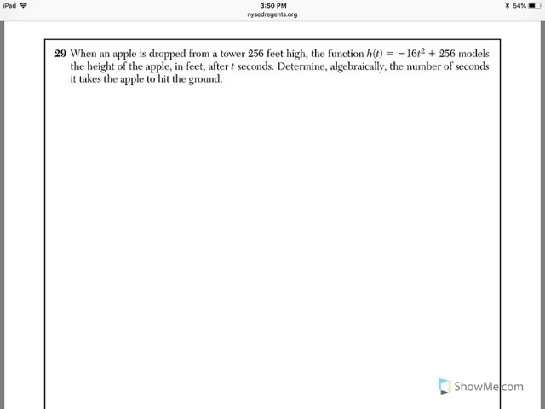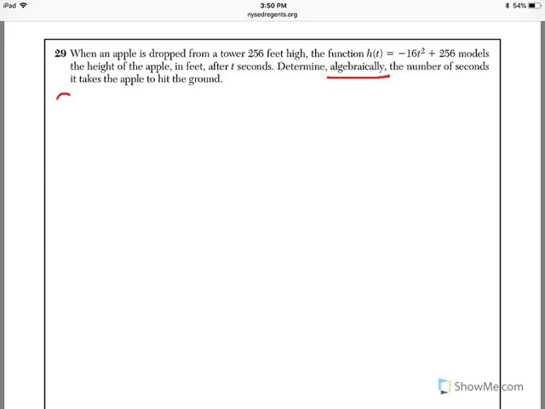So for question 29, it says that when an apple is dropped from a tower 256 feet high, the function h of t models the height of the apple in feet after t seconds. And we're going to determine algebraically, keyword algebraically. That means that we can't just graph it or type it into our graphing calculator and state the answer. We actually have to show the work. So determine algebraically the number of seconds it takes the apple to hit the ground.